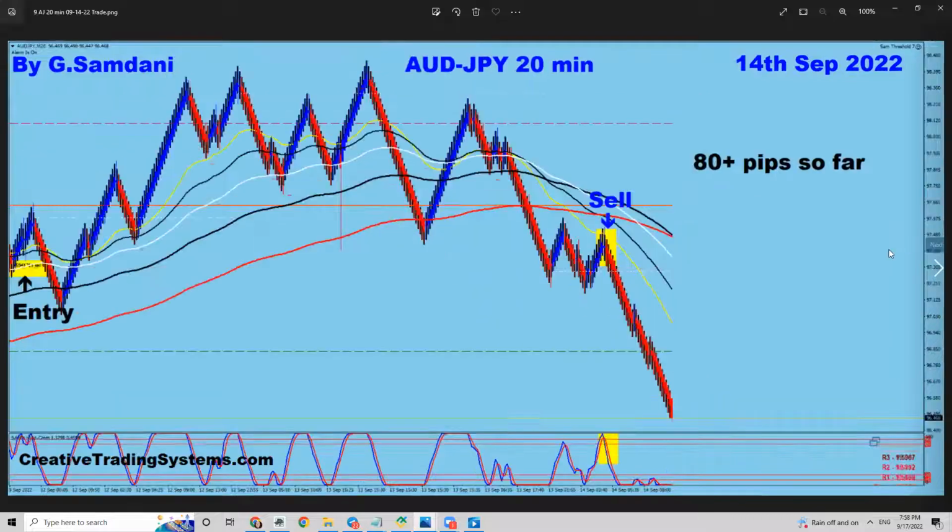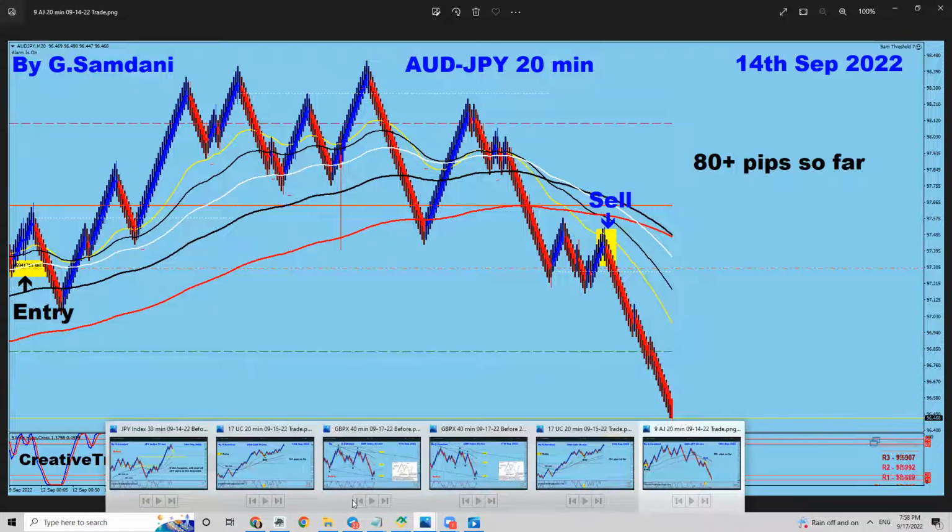On the 14th is Aussie Yen. This is how it went down, because yen started getting strong. And I made the chart the other day that all yen pairs are going to drop because yen was about to get strong. Let me show you the chart.